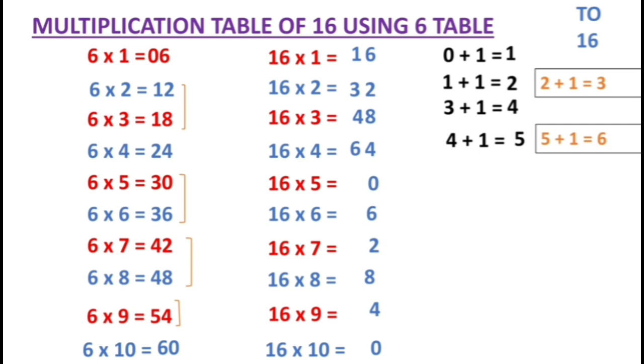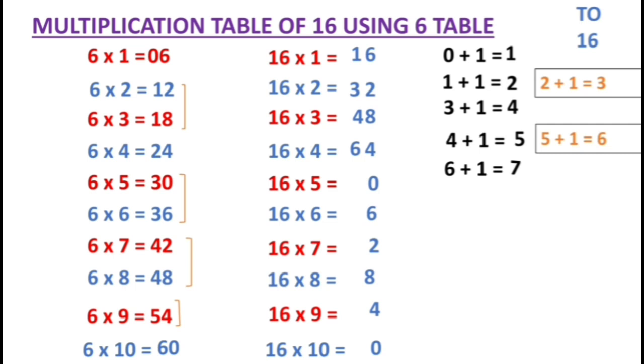16 fours are 64. Now 6 plus 1, 7. Again the tens place is changing, 2 to 3. 6 fours are 24, 6 fives are 30. The tens place is changing from 2 to 3.